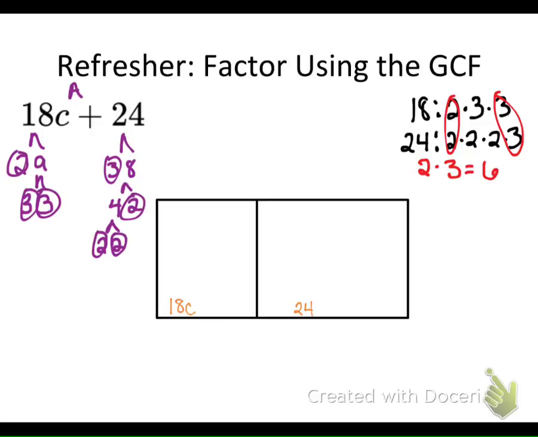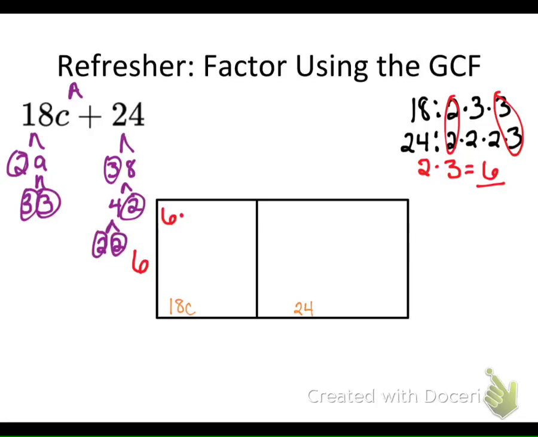Very good. And my 18 has a C, but my 24 does not. So is a C going to be in my greatest common factor? No. All right, so just 6 is my greatest common factor. I'm going to go ahead and plug that in for my height. And now I can go ahead and find my width.